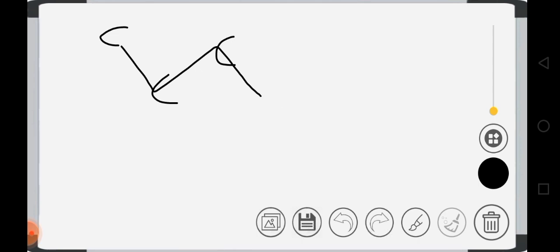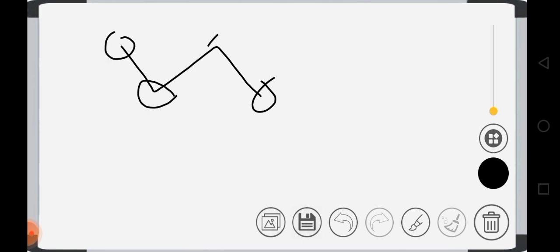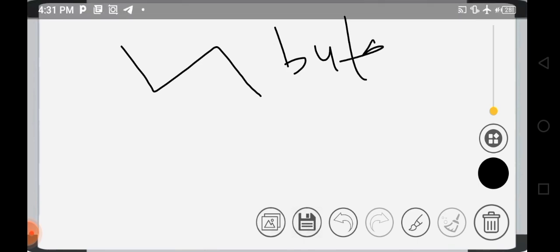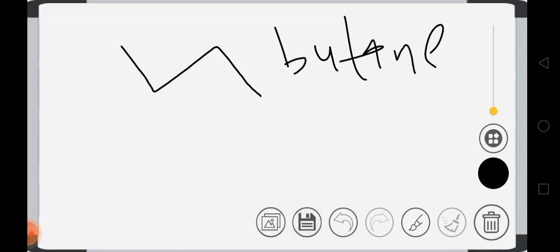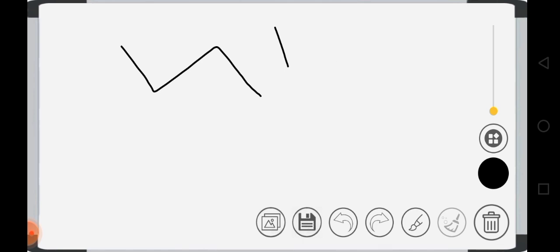So this is an end. There's a carbon atom here. This is an end. There's a carbon atom. This is a vertex. There's a carbon atom there. This is a vertex. There's a carbon atom there. So how many carbon atoms do you have? 1, 2, 3, 4. So this one you are seeing here is called butane. That's what we call it. Take note. Butane.